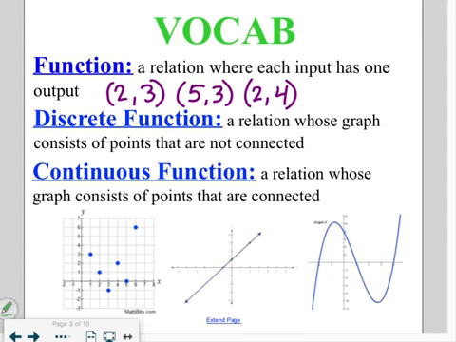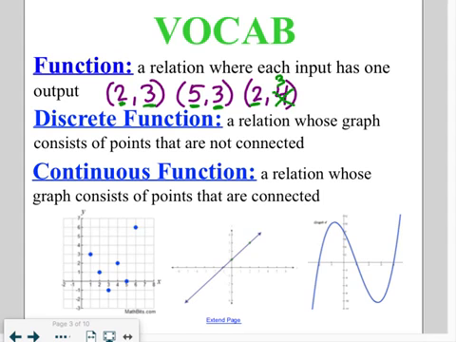It's okay that 2 is paired with 3 and 5 is paired with 3, but the problem with this is 2 is also paired with 4. In order for it to be a function, it means every time you put in 2, you have to get out an answer of 3.